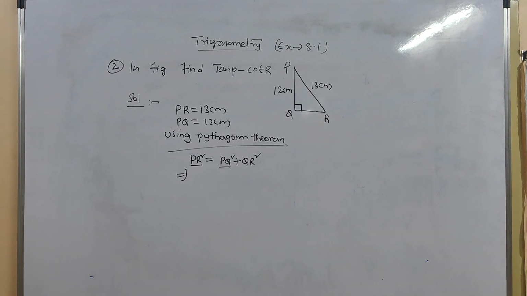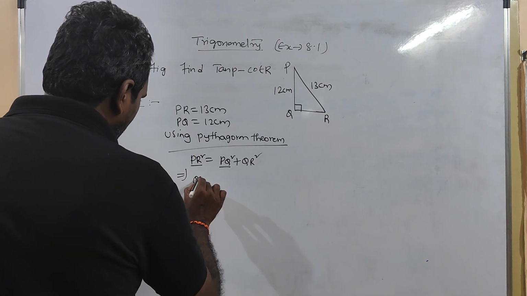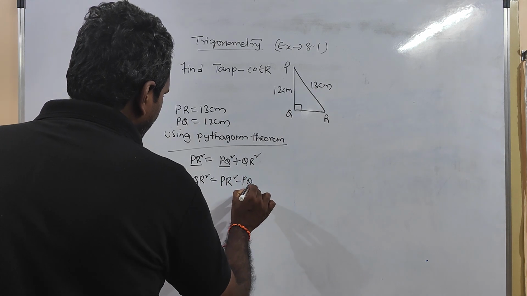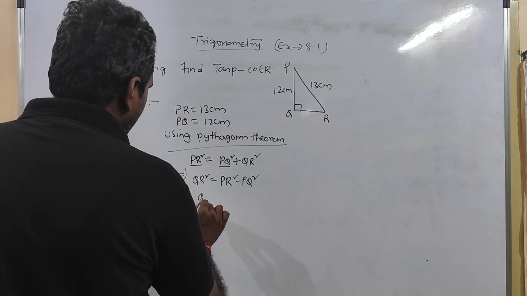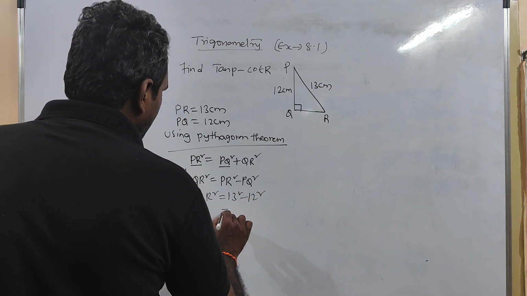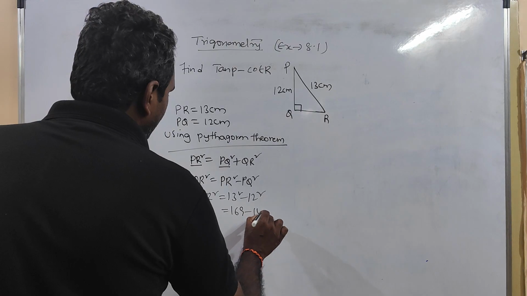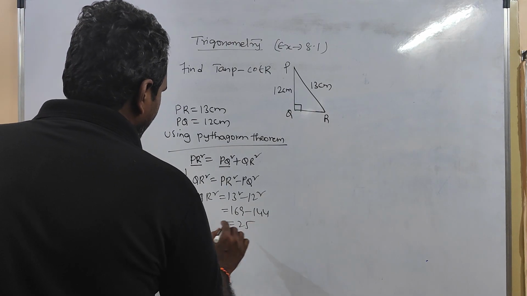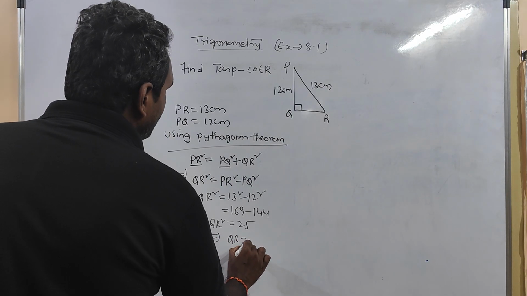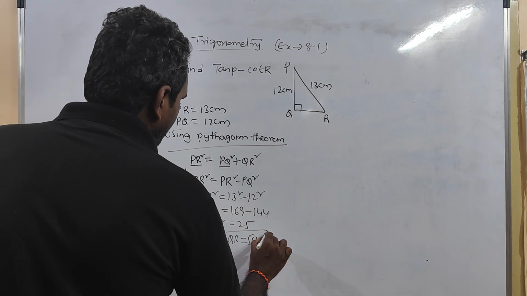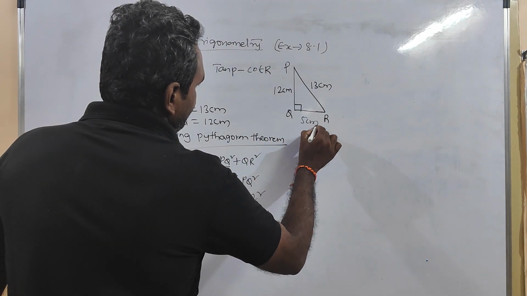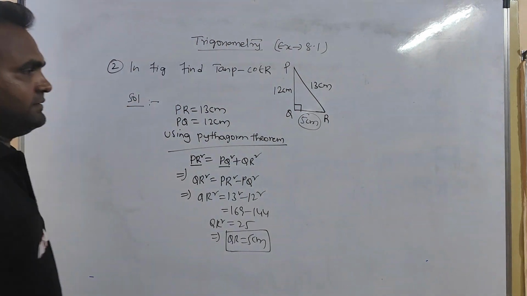So make QR one side and the remaining on the other side. QR square is equal to PR square minus PQ square. This implies QR square is equal to 13 square minus 12 square, that is 169 minus 144, that is 25. This is QR square. This implies QR is equal to 5 centimeter. That's what I got. QR is 5 centimeter.